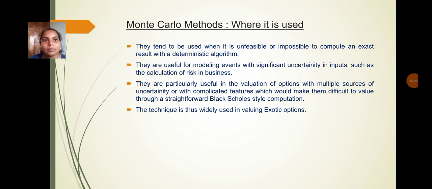Monte Carlo method, where it is used. Monte Carlo methods tend to be used when it is unfeasible or impossible to compute an exact result with a deterministic algorithm. They are useful for modeling events with significant uncertainty in inputs, such as the calculation of risk in business.